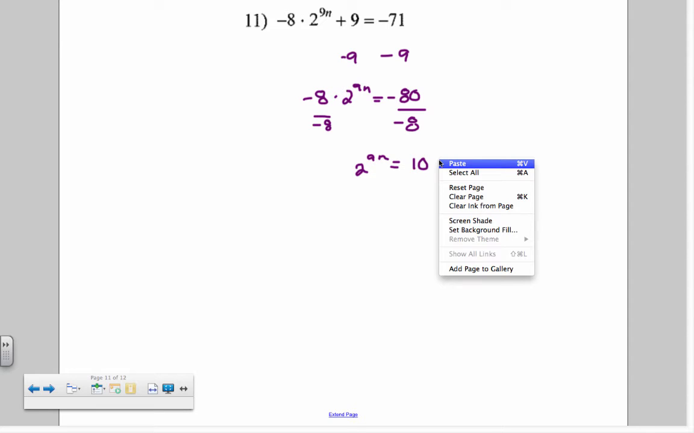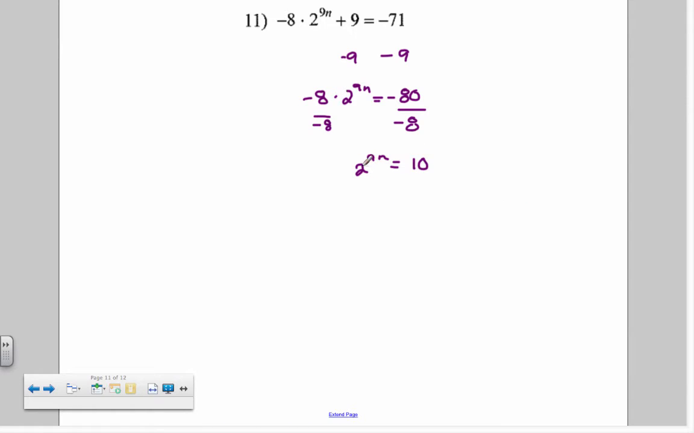So now I have the same situation as before where I have an exponential expression. So I want to see, can I rewrite 10 to be a power of 2? And I can't. There's no whole number power of 2 that would take me to 10. So instead, what I'm going to do is take the log of both sides. So I'm going to take the log of 2 to the 9n power equals the log of 10.